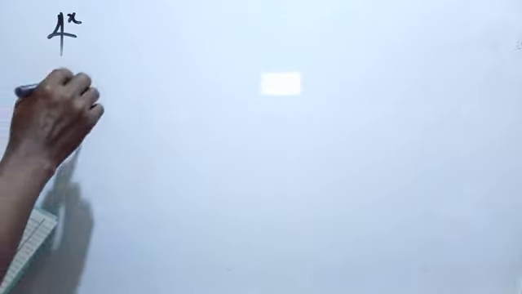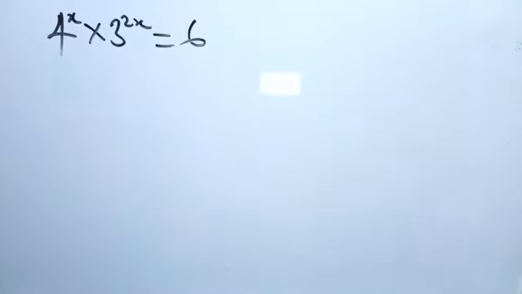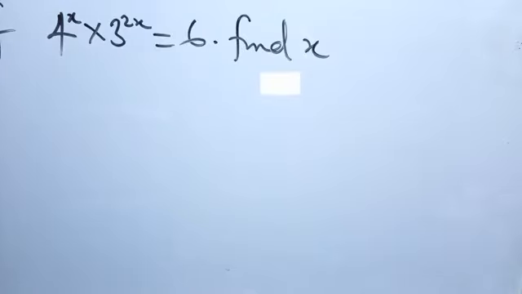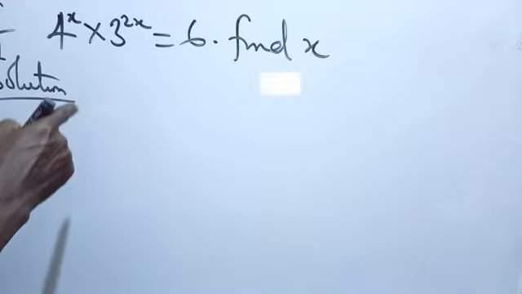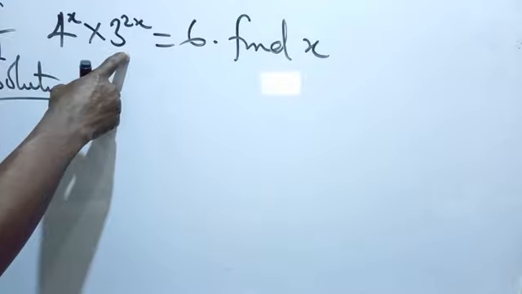Let's look at 4 raised to the power of x multiplied by 3 raised to the power of 2x equals 6. We have to find x. Now, how do we get x here? If you look closely at this and this, you will see that something is very common to the two. You can generate 6 from here. How?